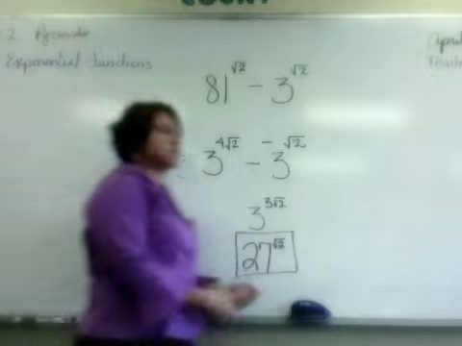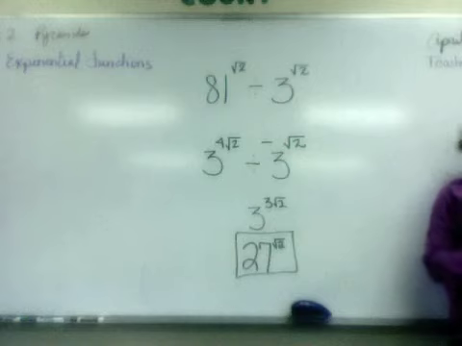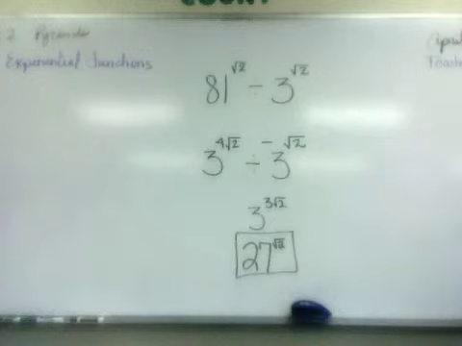So we basically looked at all possibilities here. What happens when you multiply them? When you raise a power to a power, when you divide them. And then what happens if the bases aren't the same? You've got to make them the same, because none of those rules apply if the bases aren't even the same. All right? Okay. That's today's lesson.